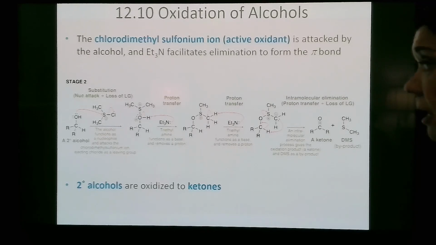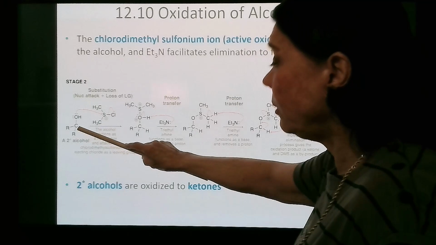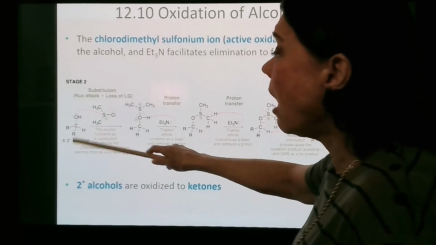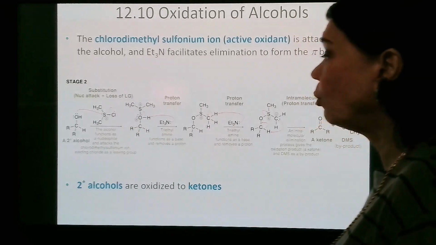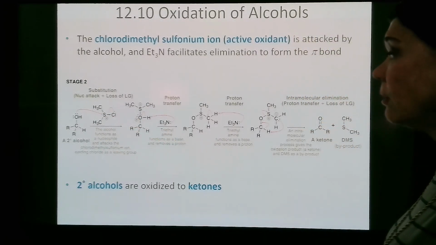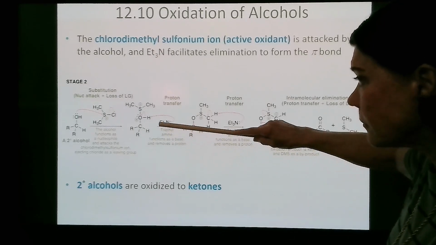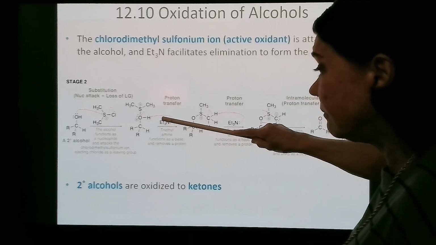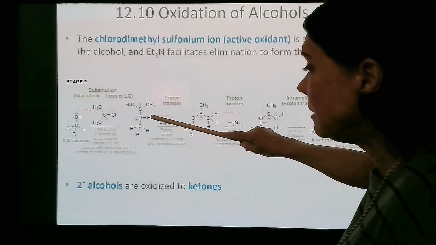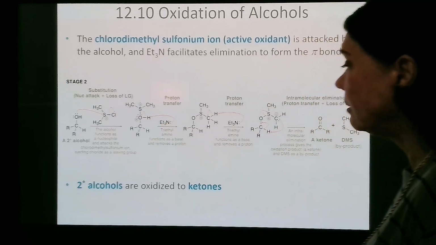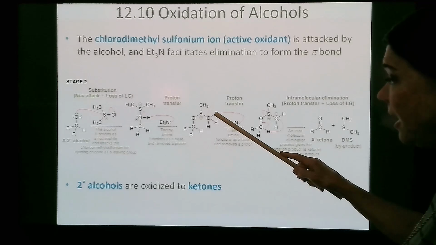Now, in the next step, using the chlorodimethyl sulfonium ion, we've used a secondary alcohol. Oxygen comes in, does a backside attack on sulfur, and displaces chloride. Now you can see that this relatively mild base simply deprotonates the oxygen, and then simply deprotonates again.